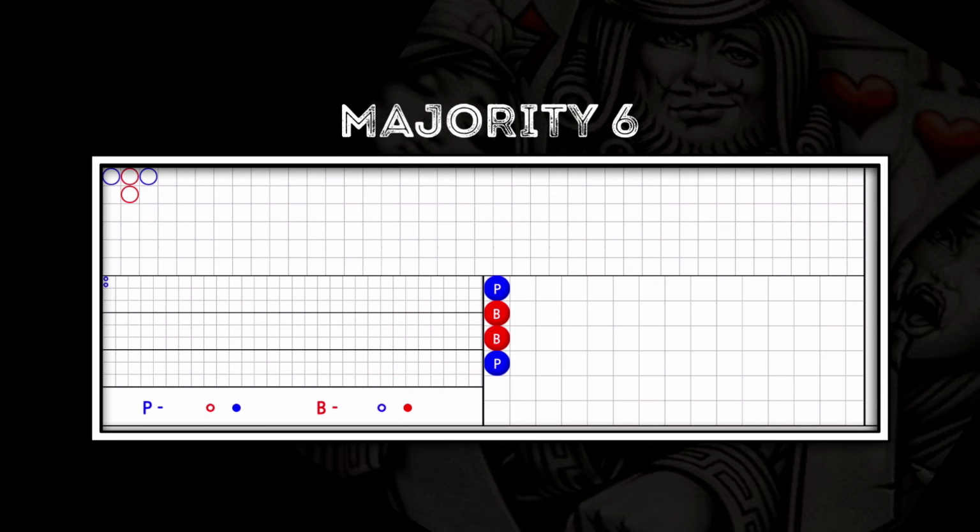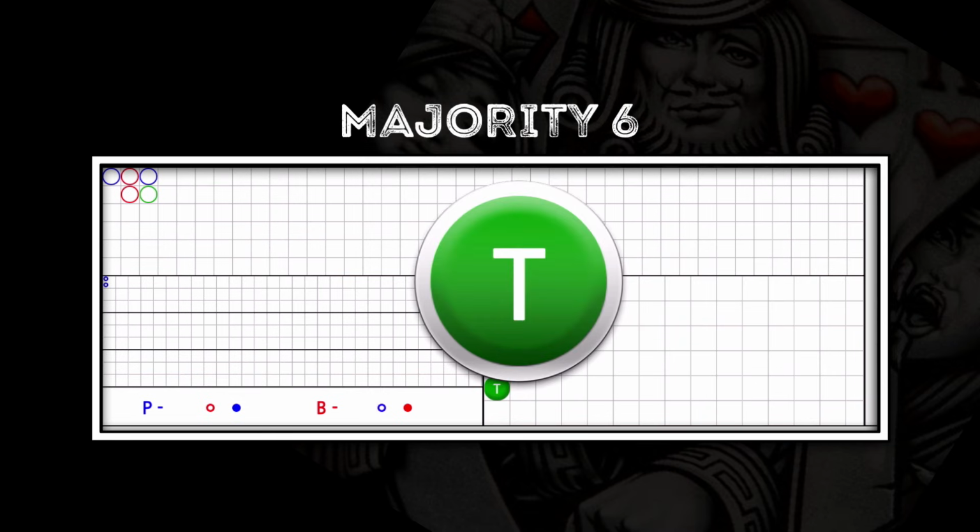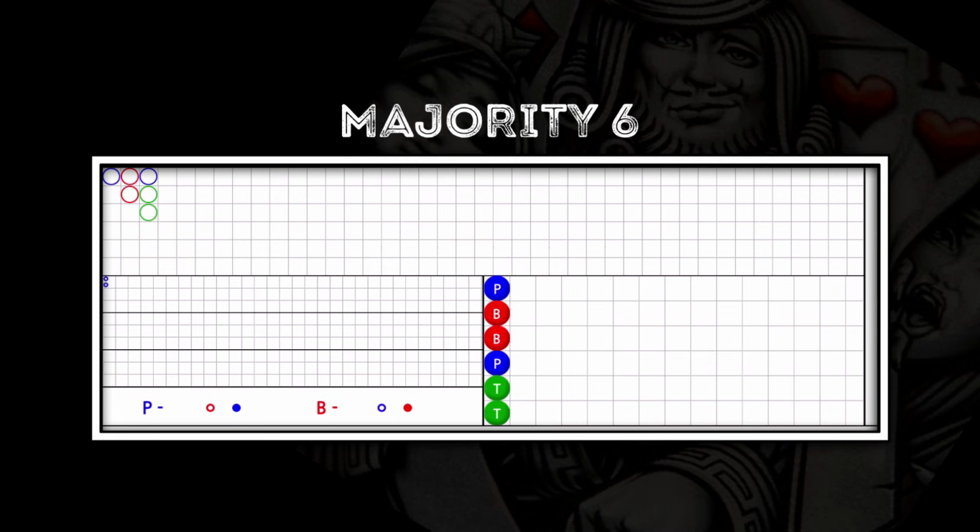Now, regarding ties, if a tie shows up during a column, you can continue to bet on that column. If 2 ties show up during a column, you would then need to stop and skip that column, wait for the next one. Now, as you all know, on this channel, we don't record ties, so this doesn't really affect us. And that is pretty much it for how to play the Majority 6. Nice and simple, a straightforward strategy.